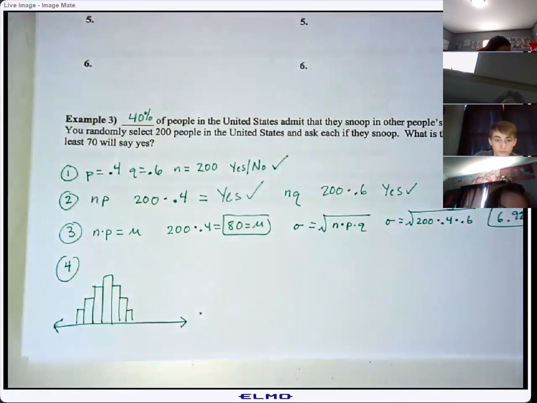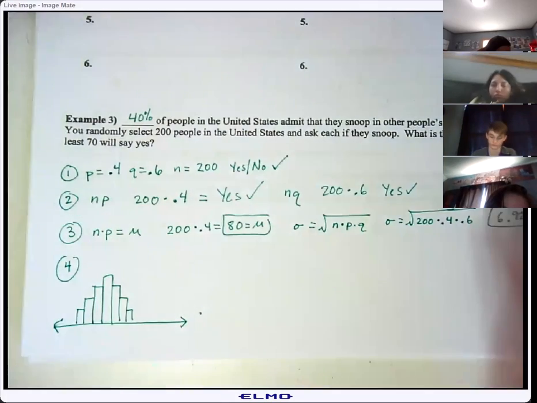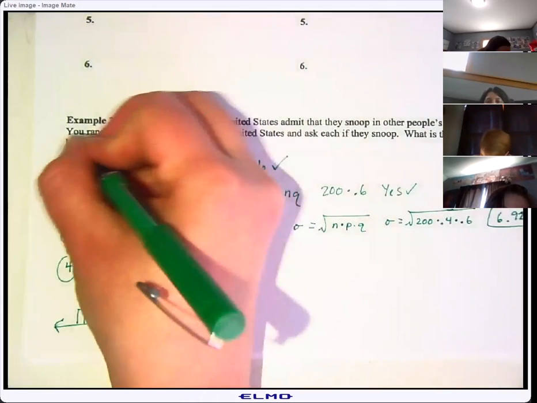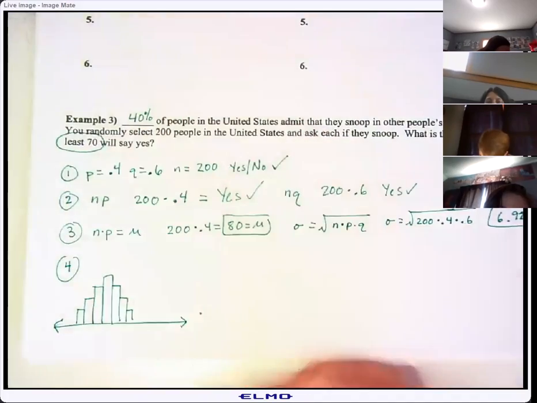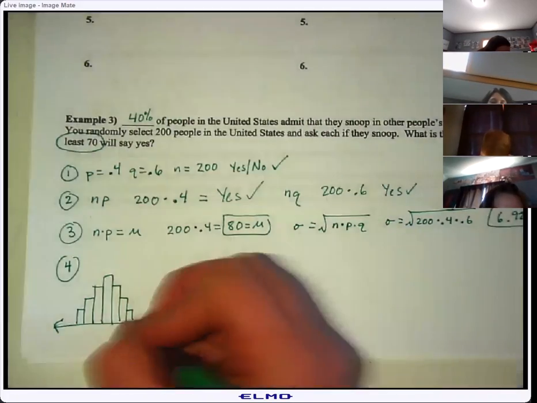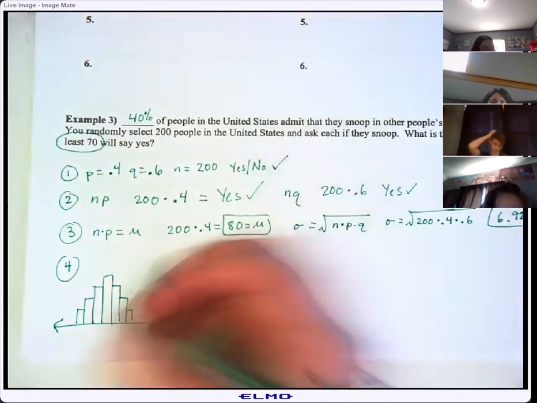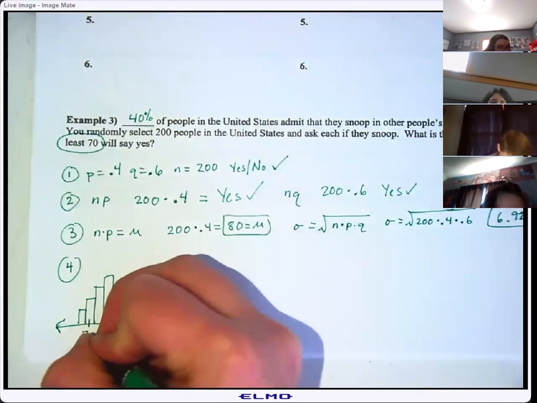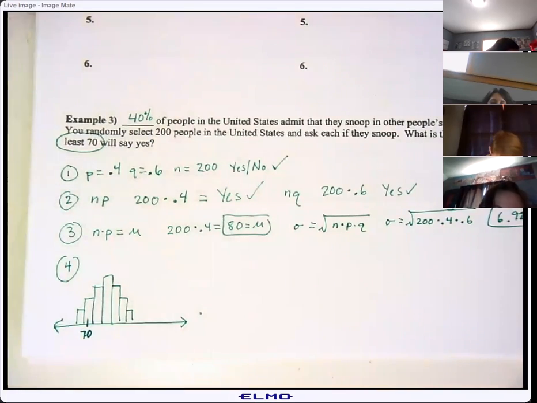Okay, it looks like in this problem it says, what is the probability that at least 70 will say yes? Now in the middle was 80, because that was our mu. So let's say that 70 is like this one over here, a little bit to the left. But we need at least 70. So should we include 70 or not include 70?